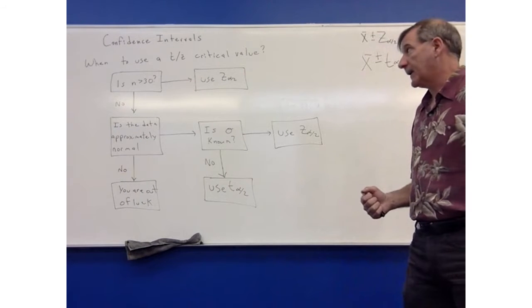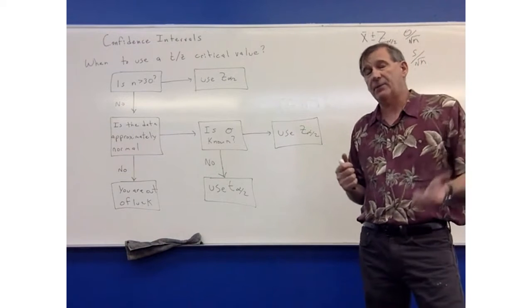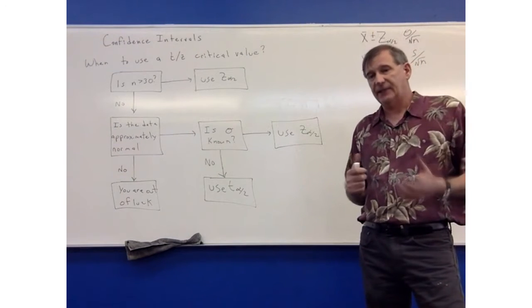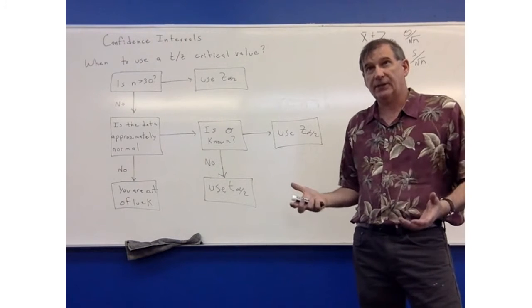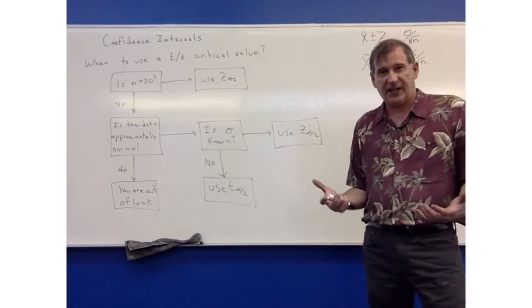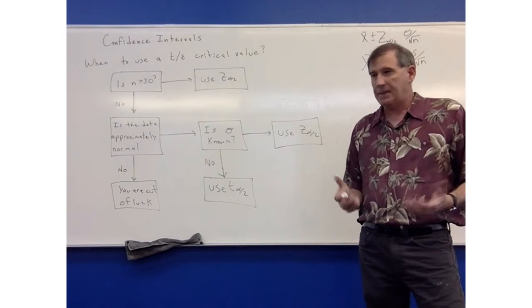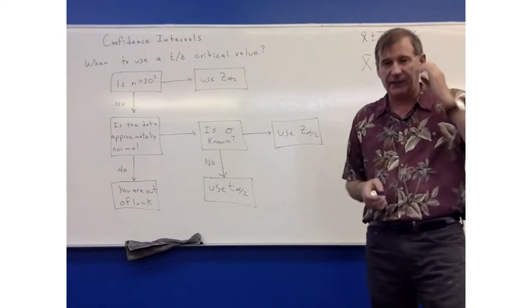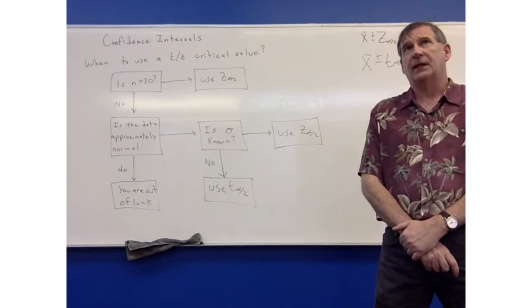For example, suppose we didn't have the population standard deviation. Instead, we had a sample standard deviation. Well, for any particular population, you get two different samples, and their sample standard deviations are going to be different. Any two you get are going to be different. Because of that, there's a little bit more fluctuation.